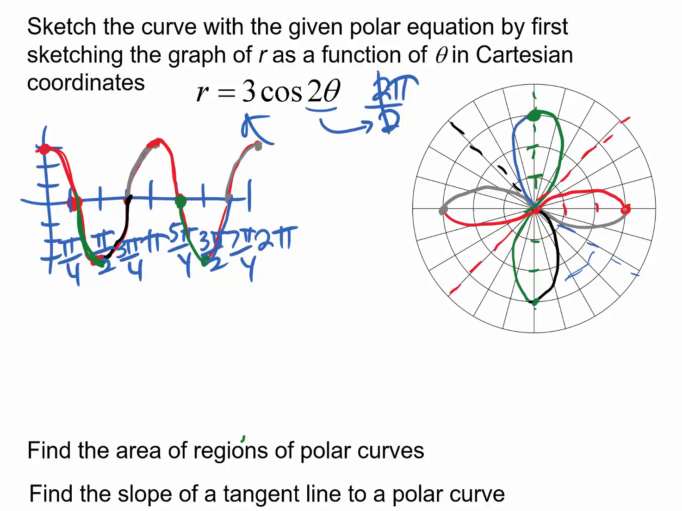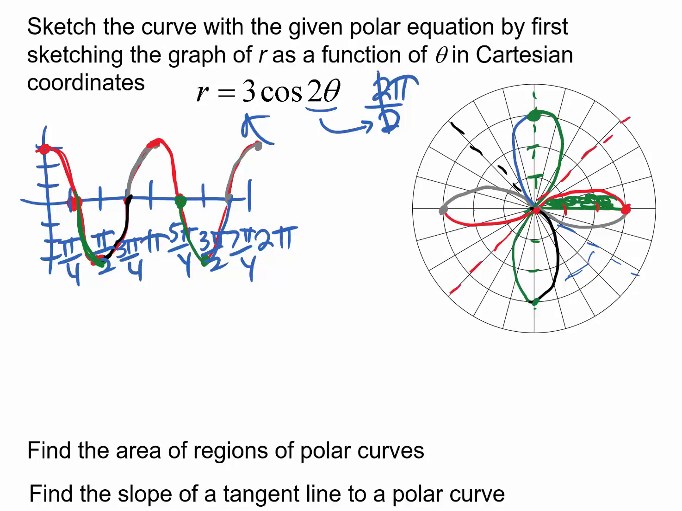Okay, with that graph, we need to be able to find regions inside of polar curves. So let's go ahead and find the area enclosed by this polar curve. I like to start at the pole and take just the first piece, which then follows symmetry.